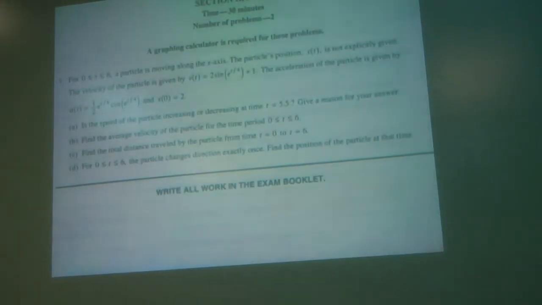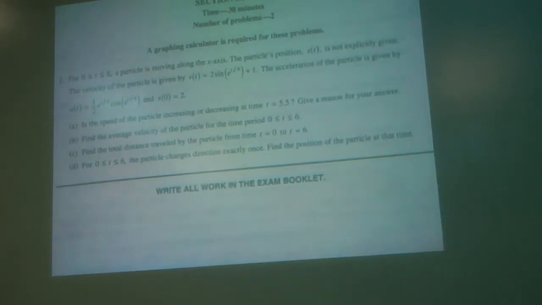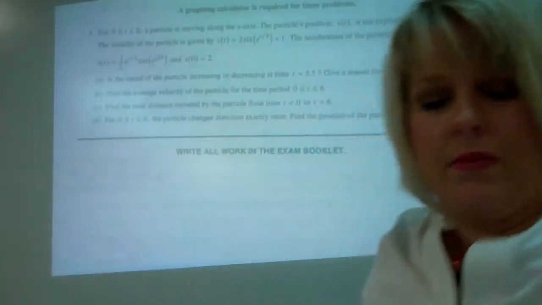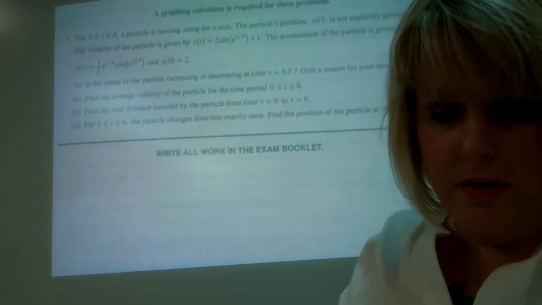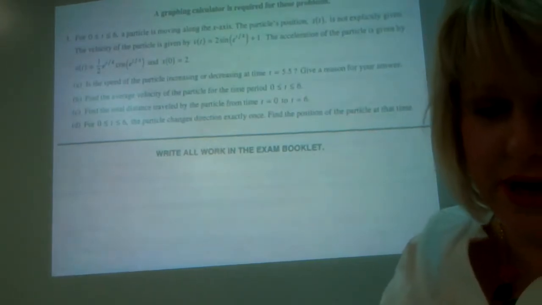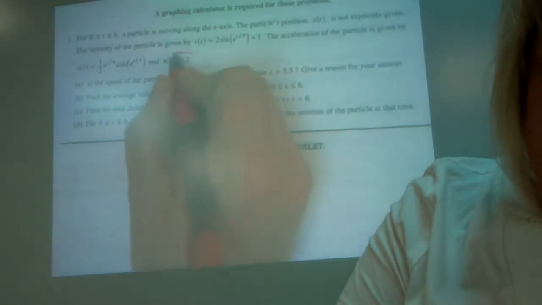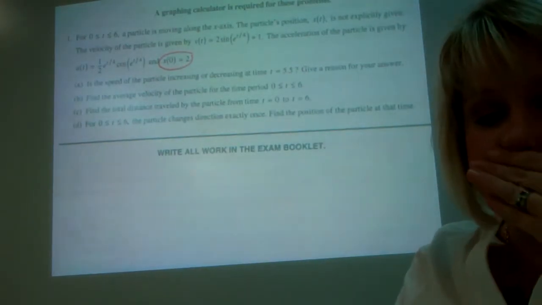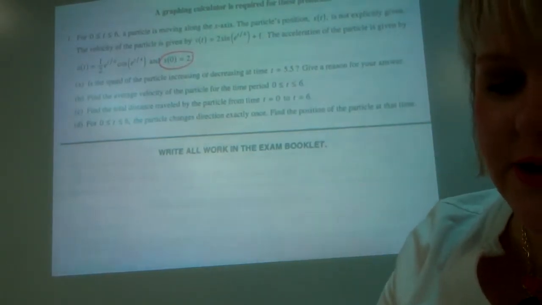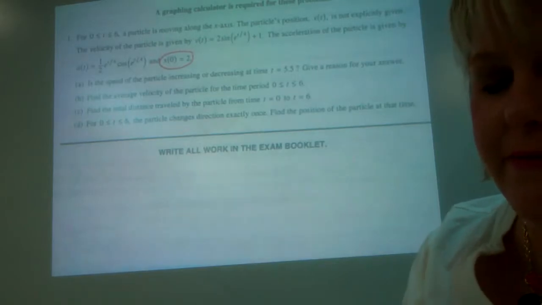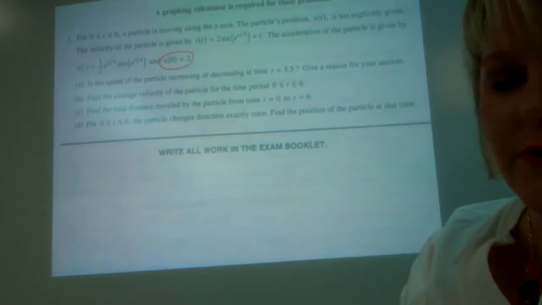Let's look at this one. Alright, so they give you the velocity and acceleration equations, and they tell you the position when t is 0, but they don't give you the position equation. So part A says, is the speed of the particle increasing or decreasing at time t equals 5.5? Give a reason for your answer.